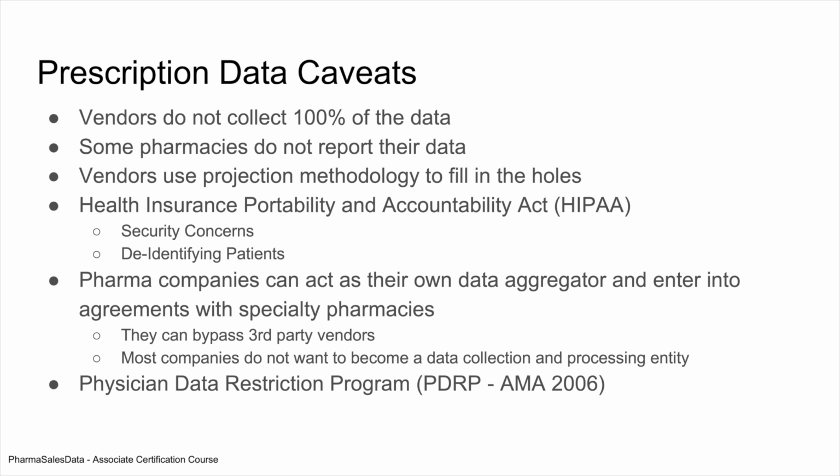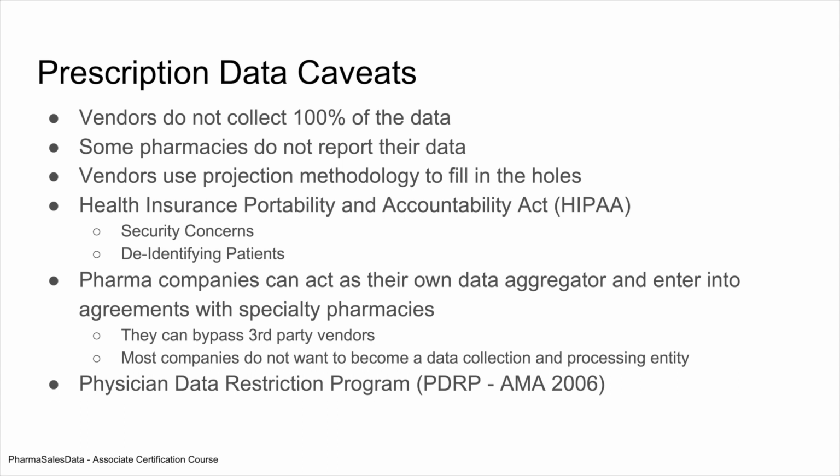So if they only collect 90% of the data, they will use an algorithm that says, okay, this doctor wrote X number of scripts. I've only collected 90%. I can fill in the gap by determining how many scripts he probably wrote based upon the pharmacies that are not reporting their data. So it's not an exact number. However, it's consistent, and that's one of the things to always remember. It's more important to be consistent with your reporting of your data than to collect 100% of the data.